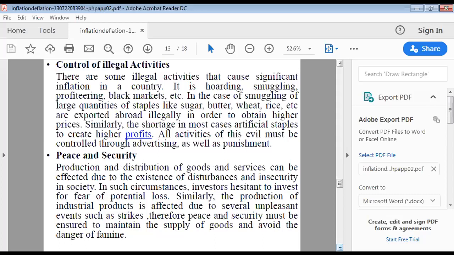Peace and security. Production and distribution of goods and services can be affected due to the existence of disturbances and insecurity in society. This need not be overemphasized, because when there is insecurity, it will not be possible for us to embark on production.